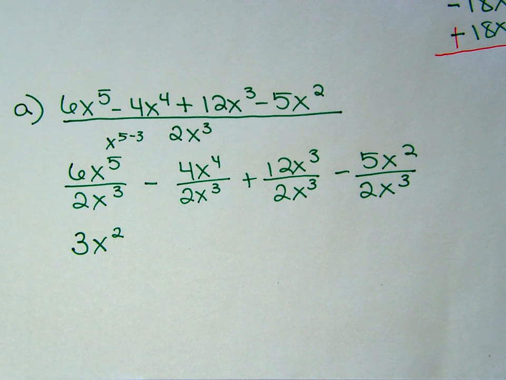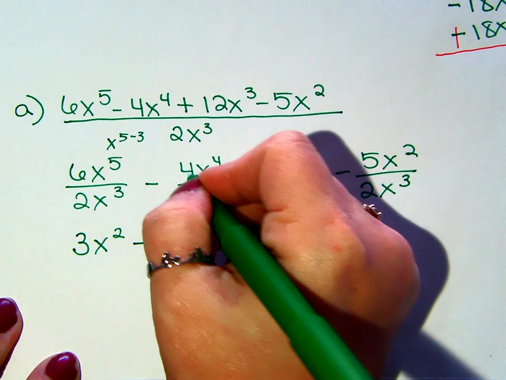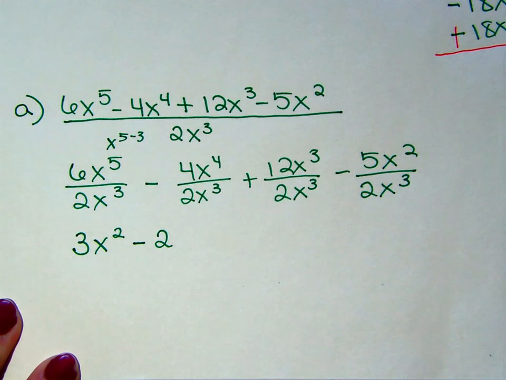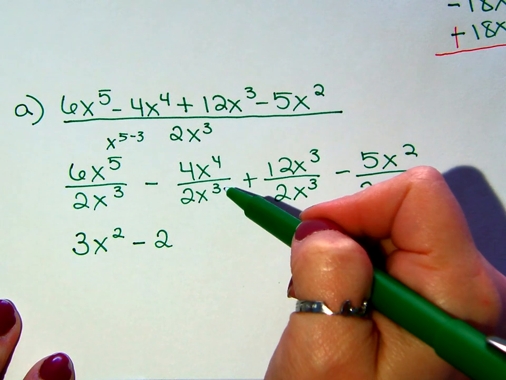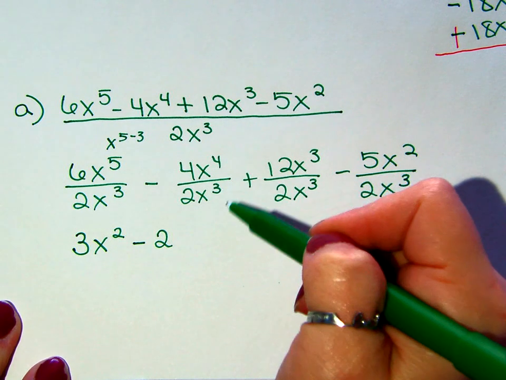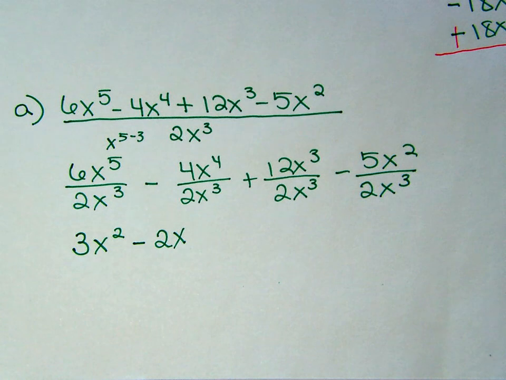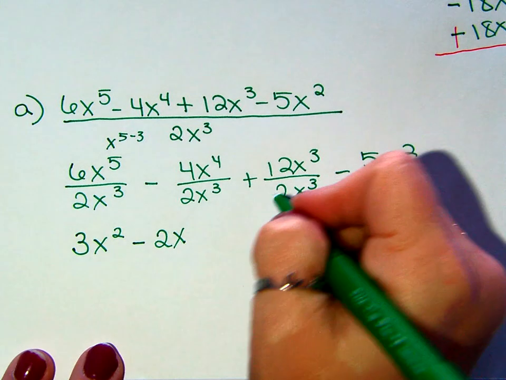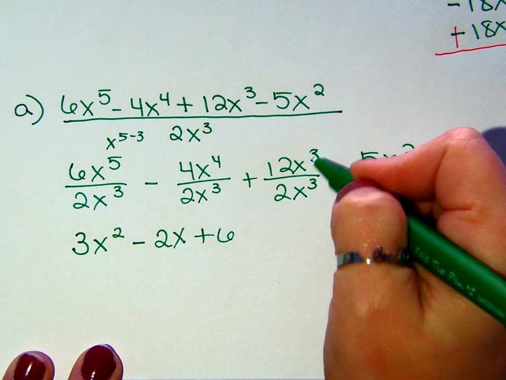Then I go to my next fraction. 4 divided by 2 is 2. I look at my x's. I have x to the 4th on top over x to the 3rd on bottom. Where do I have more x's? On top. How many more? Just 1. Then I move over to my next one. 12 divided by 2 is 6. I have x to the 3rd on top, x to the 3rd on bottom. Those cancel out.